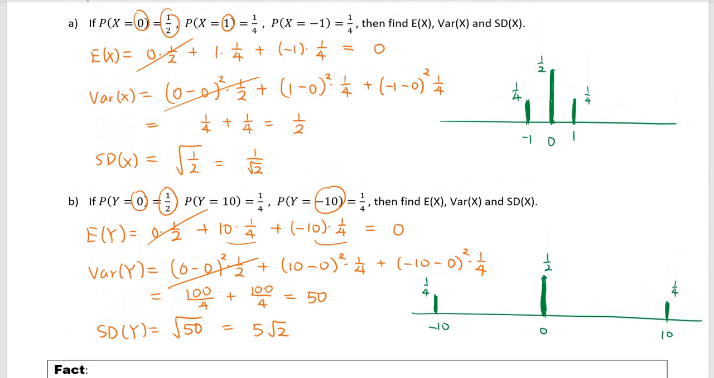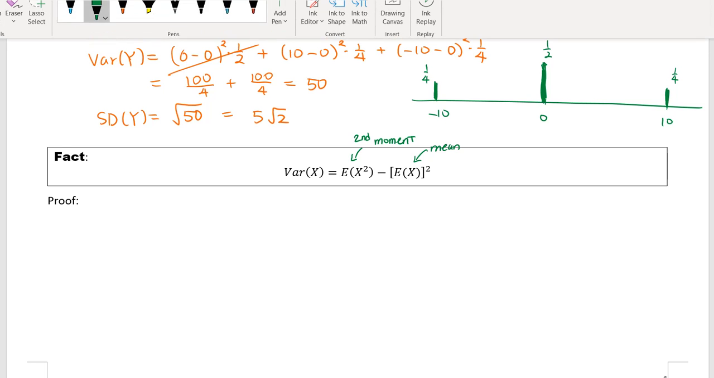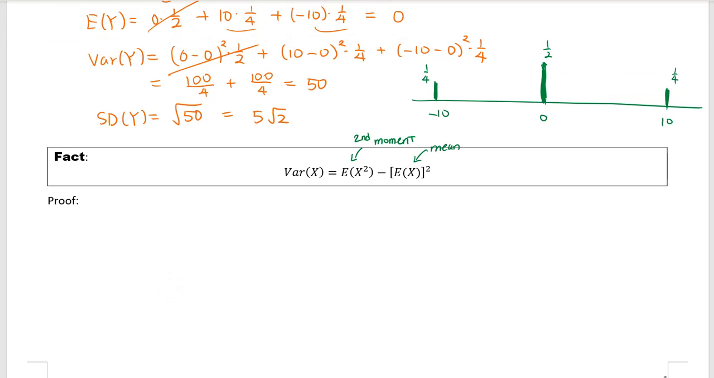Alright. I hope this example lets you know what the mean represents, and what the variance and standard deviation represent. Okay, let's continue. The variance equals the second moment minus the mean squared. So this guy is the second moment minus the mean squared. Okay, this is a very important formula, and the proof is actually very simple. Just use some algebra, so I'm going to prove it with you.